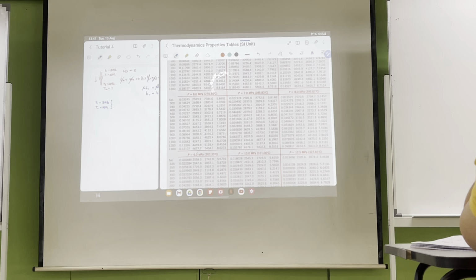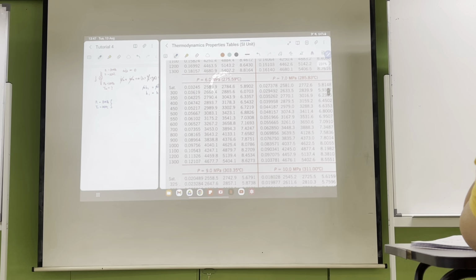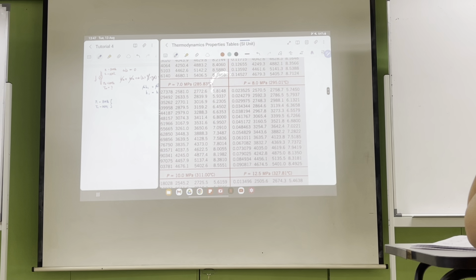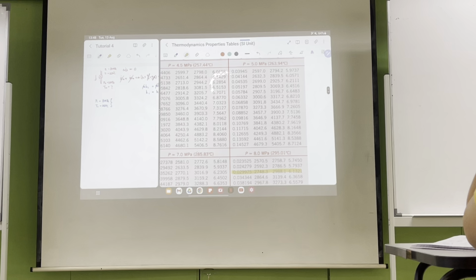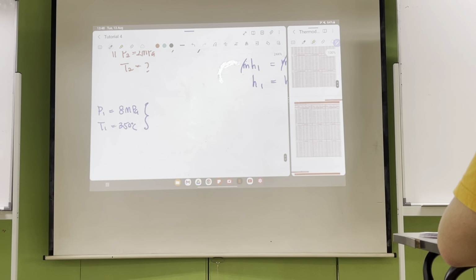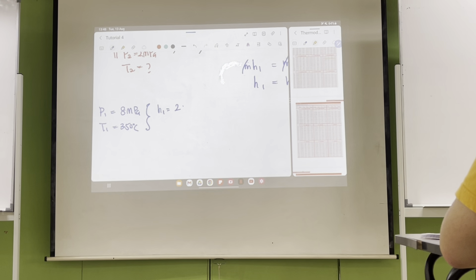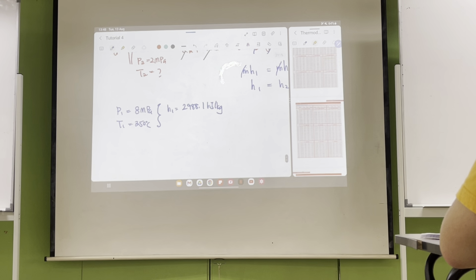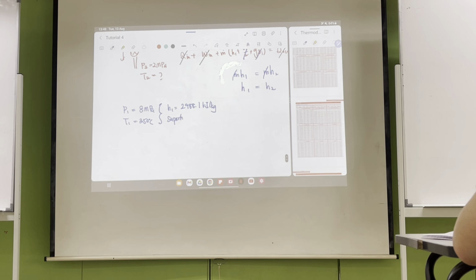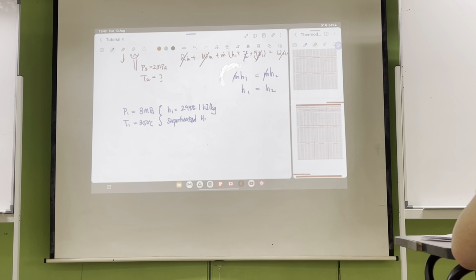You look at 350 degrees Celsius. So the 350 degrees Celsius is on the third row, 8 megapascal. So third row: 1, 2, 3. This is the row you are looking for. Okay, so enthalpy, we want the enthalpy. So here H1 is 2988.1. Okay, this is superheated water.